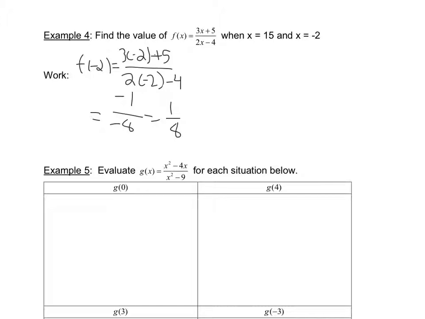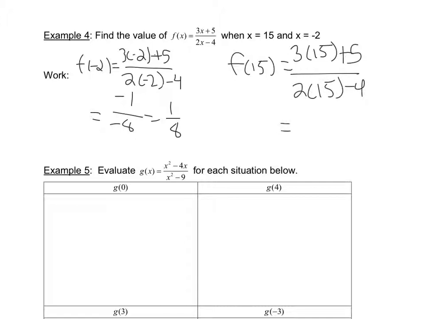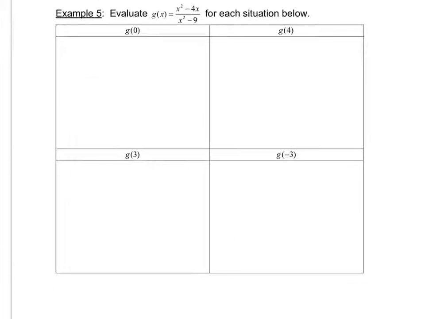Plug in 15. And you get 45 plus 5 is 50. 30 minus 4, 26. So you get 25 over 13. Okay? So let's look at another example of just evaluating the functions here.